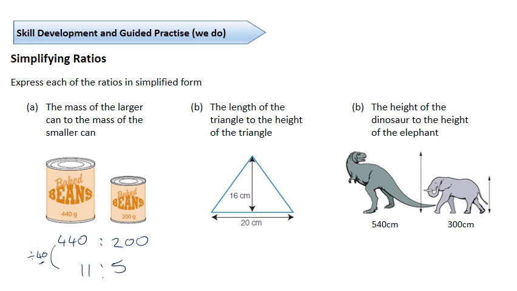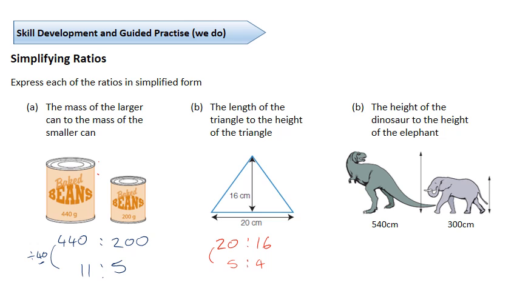So 11 is to 5. Next up, we have the length of the triangle to the height of the triangle. So length is 20 and the height is 16. Now it looks to me like the highest common factor there is 4. So let's divide the left and the right by 4 to get 5 is to 4. The length to the height.